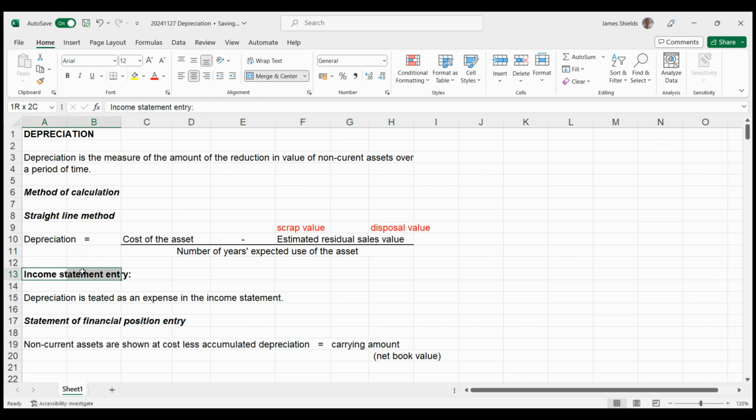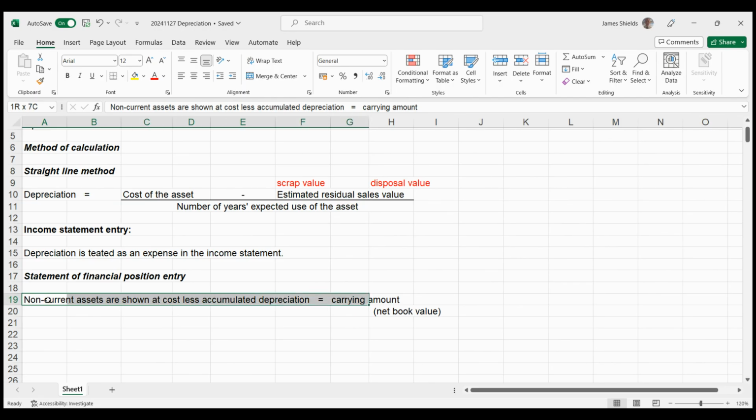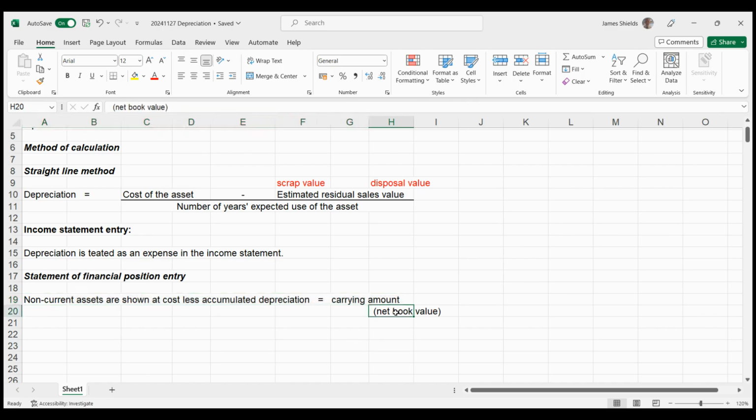Now, in income statement entry, depreciation is treated as an expense in the income statement. In the statement of financial position, the non-current assets are shown at cost less accumulated depreciation, which equals the carrying amount, and the carrying amount is also known as the net book value. So often in the exam, they'll use the term net book value, and that's the same as the carrying amount.